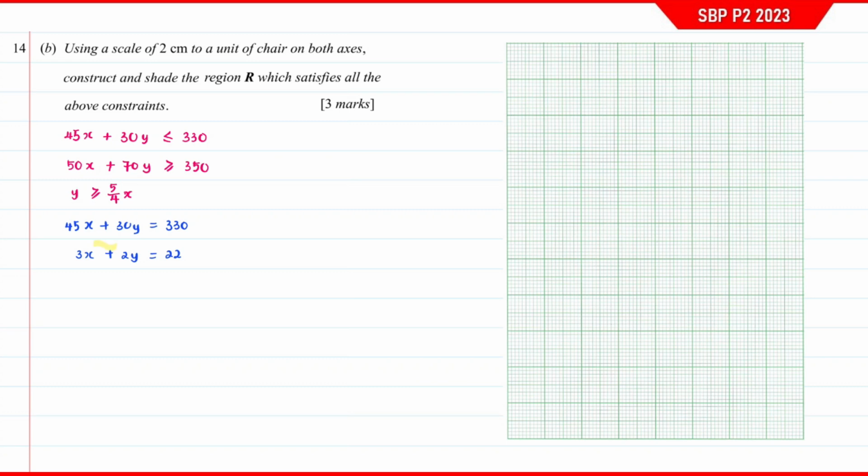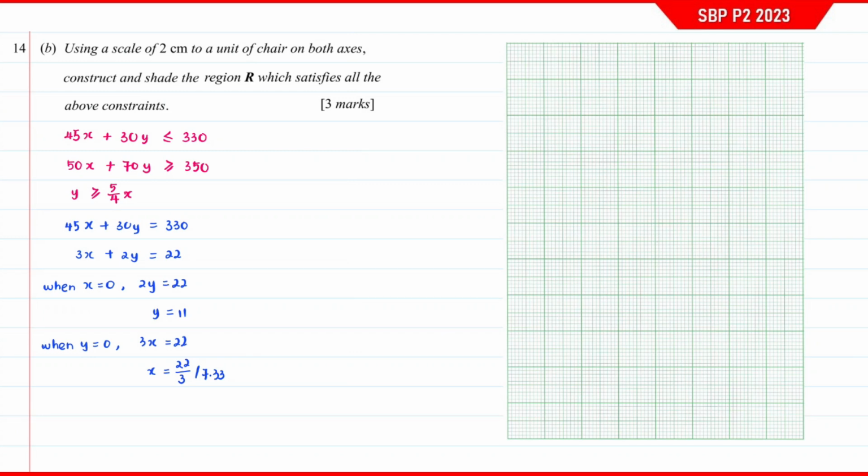To find the y-intercept, I'm going to substitute the x here with 0. Then we're going to get 2y equal to 22, then y is equal to 11. To find the x-intercept, I'm going to substitute the y here with 0. Then 3x is equal to 22. Then x is equal to 22 over 3, which is equal to 7.33. So these will be the 2 points that we're going to plot for this straight line.